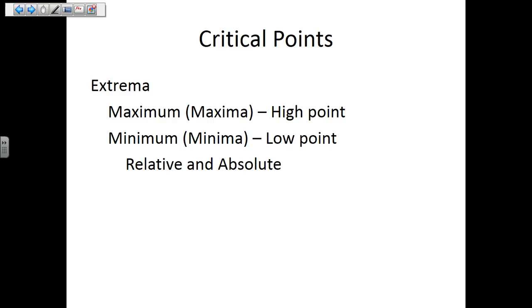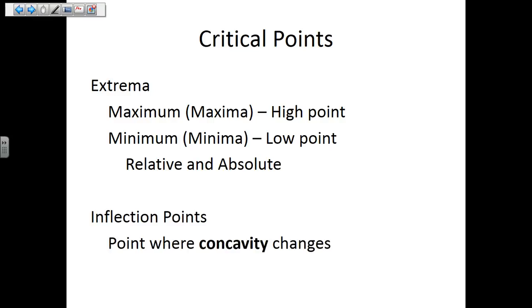The minimum point, or the minima, when it's multiple points, are the low points. They look like a valley in our graph. We have both relative and absolute maxima and minima. And then after all that discussion about extrema, we also have critical points that are called inflection points. Now these are a big deal in calculus. All of these critical points are a big deal: maximums, minimums, and then inflection points.